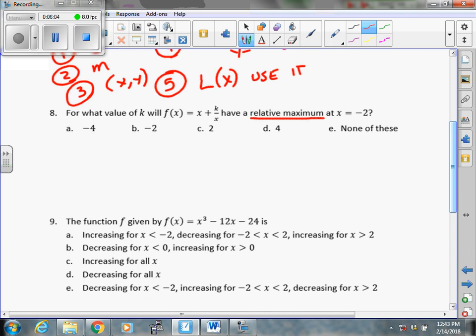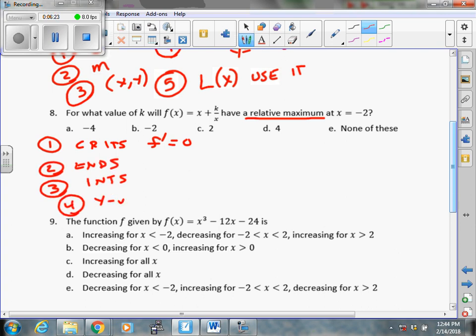8, keyword, relative max. What are your steps for relative extremes? Step 1, crits. That's where the derivative equals 0. 2, ends. 3, intervals. 4, y values. Now, if you think about the process, you'll realize that you got something unique right there when you do number 1.